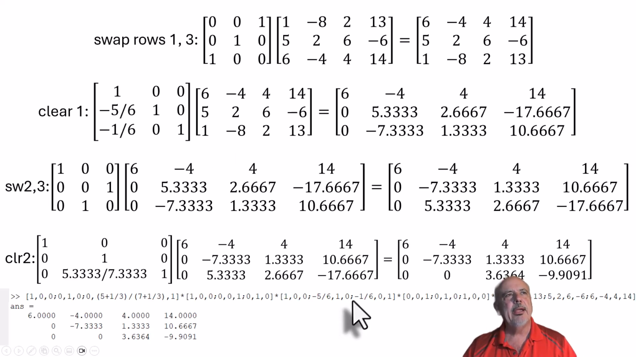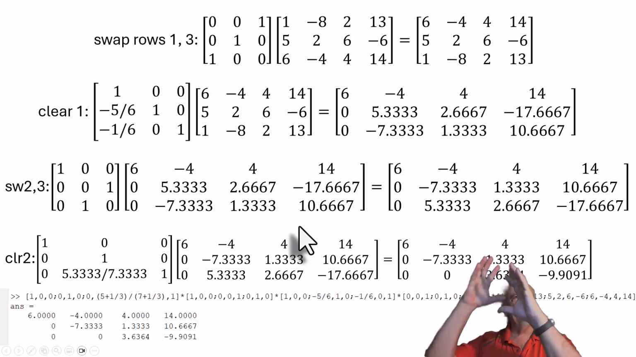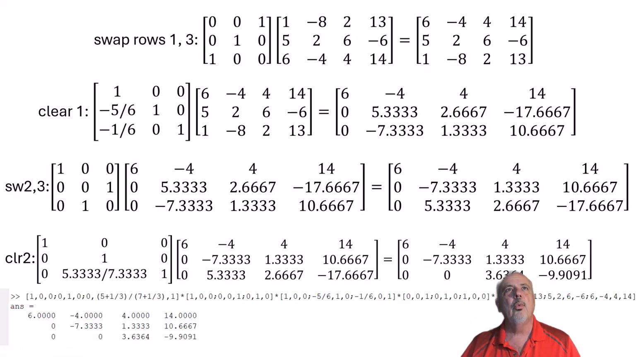But anyway, I could put these together all on one page. So I have the first augmented matrix where I swapped rows 1 and 3. I get that. I take that down here and I clear under the first pivot. I get this. Bring that down here. Swap rows 2 and 3. I get this. Clear under the second pivot, I use this. So you can start to see that is the resultant, the final augmented matrix.